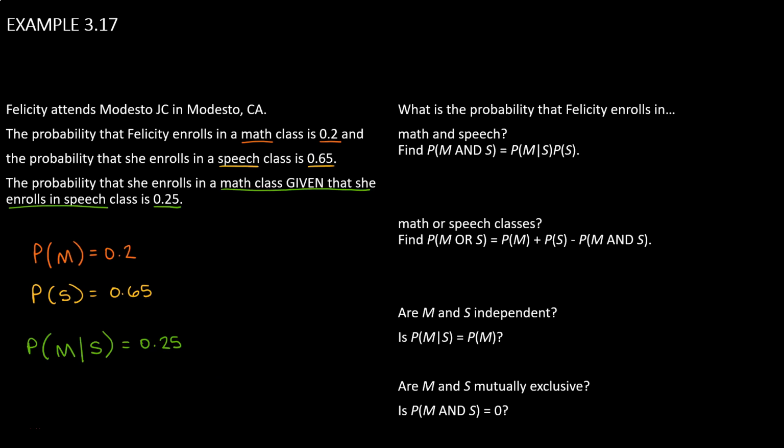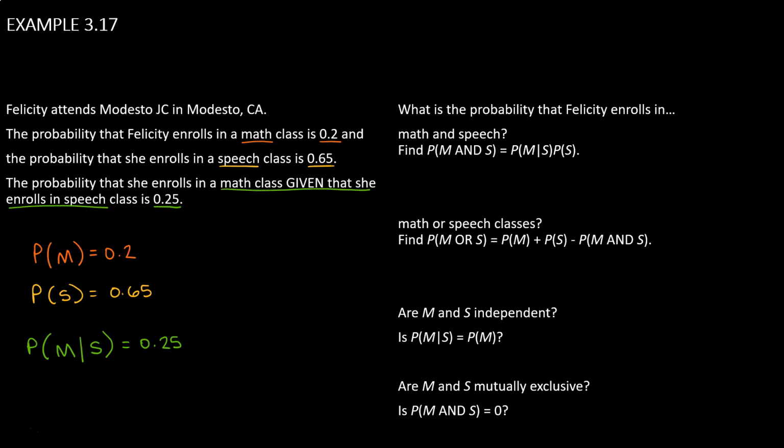In this example, we're given 3 probabilities, and we're going to use those to calculate more complicated probabilities. For example, Felicity from Modesto Junior College is considering enrolling in math or speech classes.